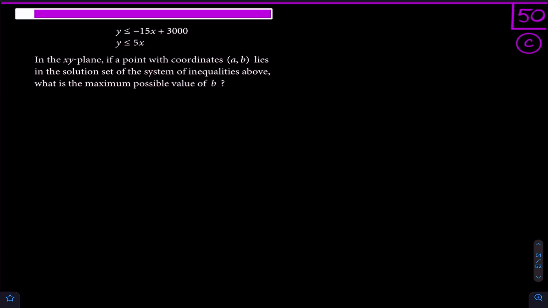Okay, let's take this slow here. We're trying to find the maximum possible value of b. What is b? That's probably the first thing that you would ask there. Well, b is the y-coordinate of what? Well, it's a point that's in the solution set of the system of inequalities above. So we're asking, what is the largest y value in this solution set? So how do we find that?